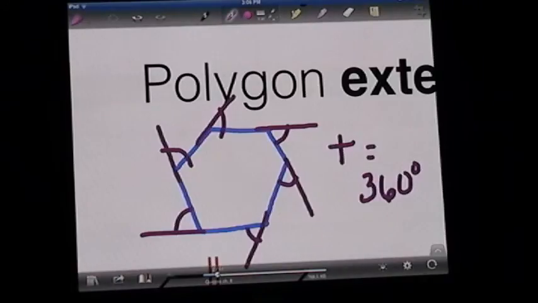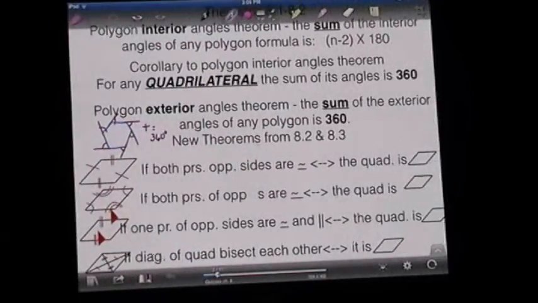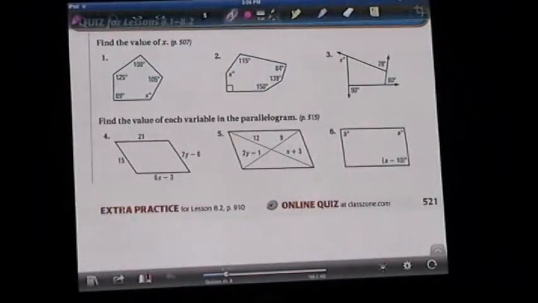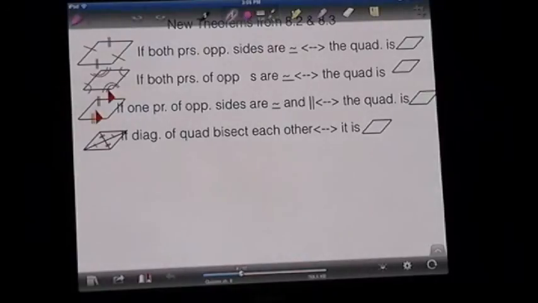Okay, now it doesn't tell you that if you need to find a specific angle, you're going to have to divide by the whole number of angles, or you're going to have to add up the rest of them. You're just going to have to know that. You cannot put that on your theorem list. Alright, I'm going to go to a new sheet because these are repeated. Okay, new theorems from 8.2 and 8.3.